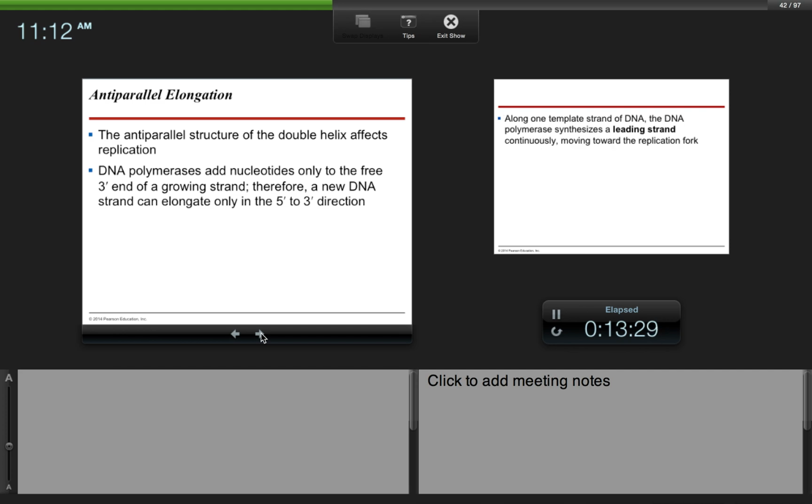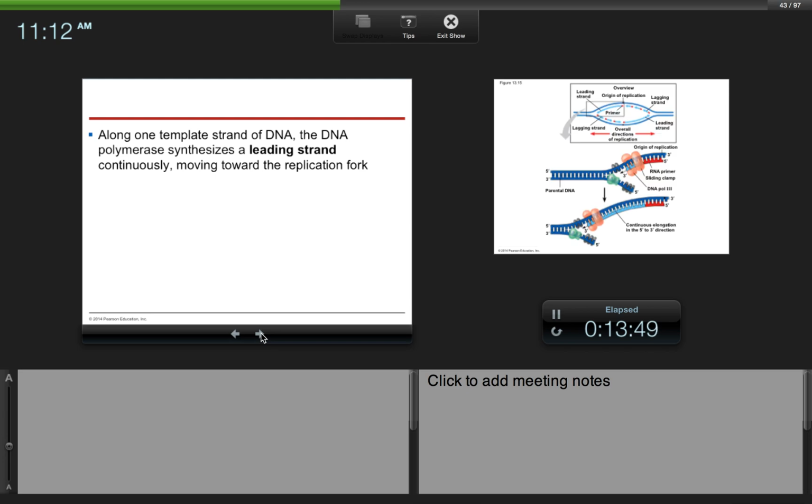The anti-parallel structure of the double helix affects replication. DNA polymerases add nucleotides only to the free 3' end of the growing strand. Therefore, a new DNA strand can elongate only in the 5' to 3' direction. Nothing happens 3' to 5'. It's always 5' to 3'.